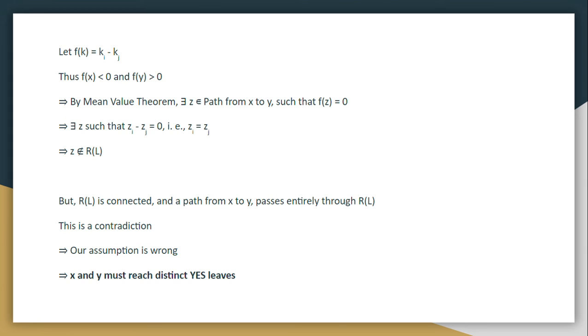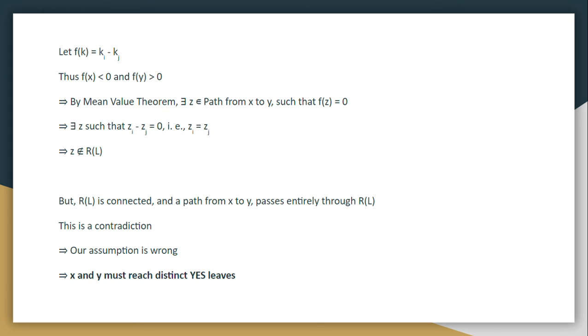which takes the ith and the jth elements of a particular input and subtracts them. So for any k, f(k) would be ki minus kj. Now we know that there exists at least a pair i, j where xi is less than xj and yi is greater than yj. So in that case, the value of the function f at x would be less than 0, and the value of f at y would be greater than 0.